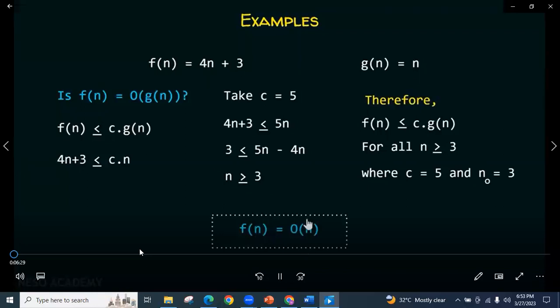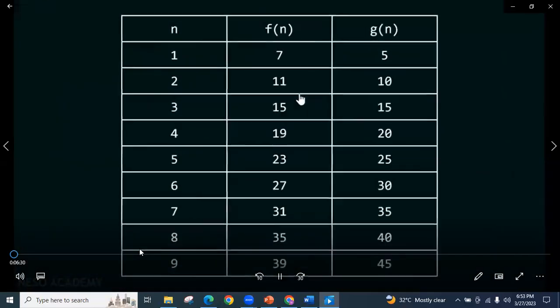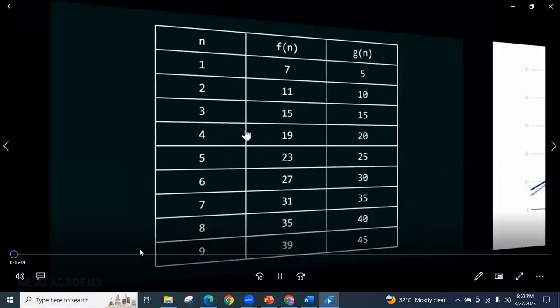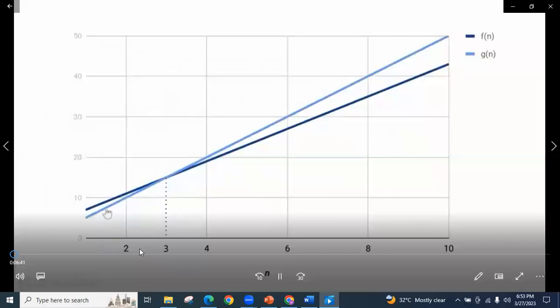Now let's analyze the growth rate visually. For this purpose, I have created this table for different n values and how Fn and Gn are changing with different n values. Let's plot this on a graph and this is what we get. This light blue line represents the Gn and this dark blue line represents Fn. This is linear growth. So the idea of big O notation is to give the upper bound on a particular function and eventually it leads to the worst case time complexity.